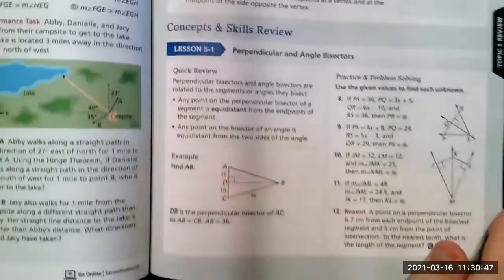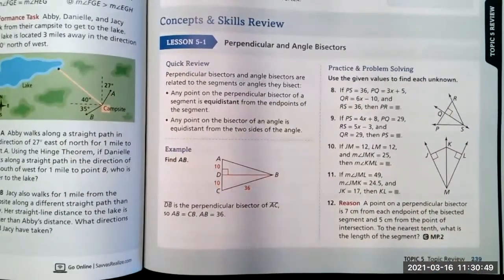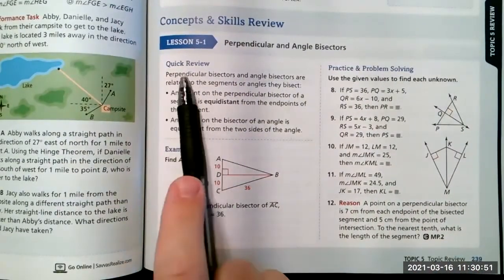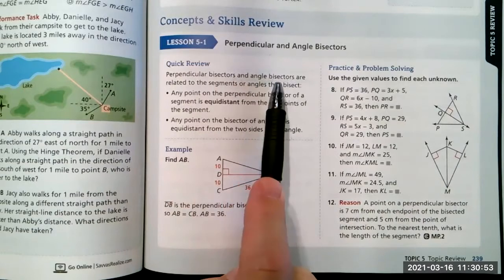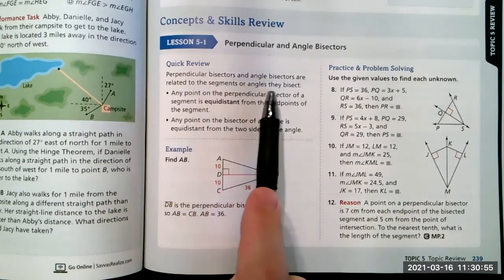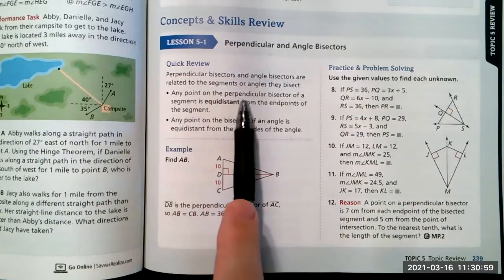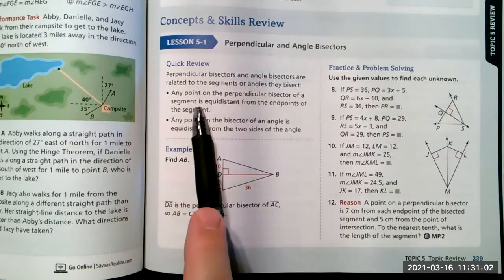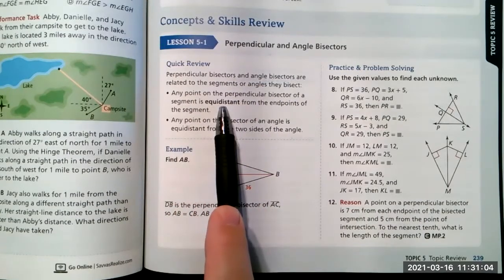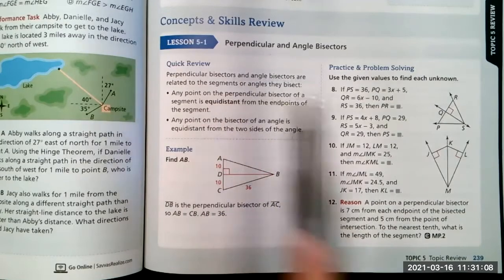Lesson 5.1. This is where we'll start. Quick review: perpendicular bisectors and angle bisectors are related to the segments or angles they bisect. That kind of goes without saying. Any point on the perpendicular bisector of a segment is equidistant. That's just a fancy word for saying it's the same distance from the endpoints of the segment.